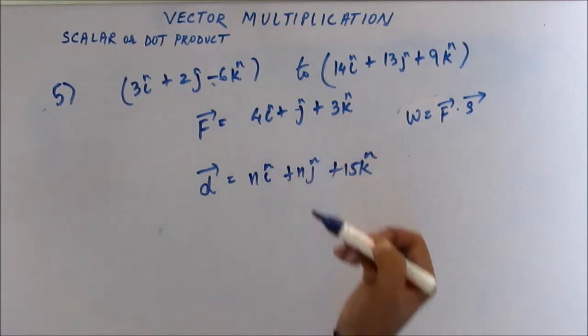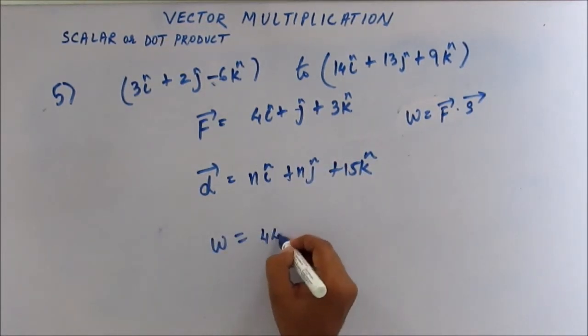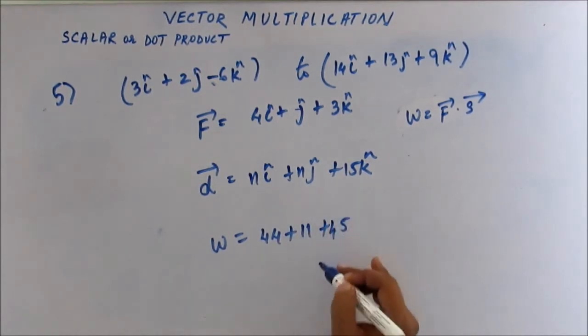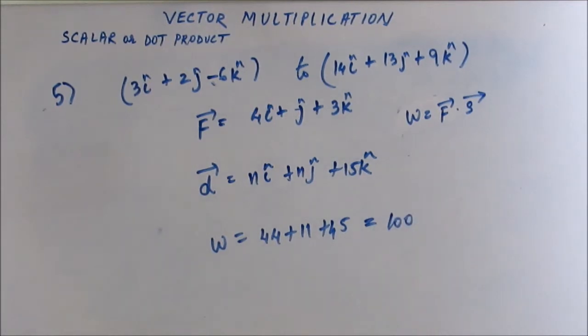This dot this, that's it. That is the work. Work is 44 plus 11 plus 45. This adds up to 100. So 100 units of work has been done. Simple.